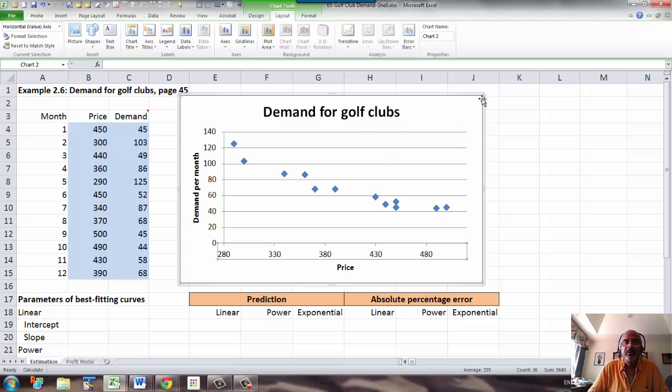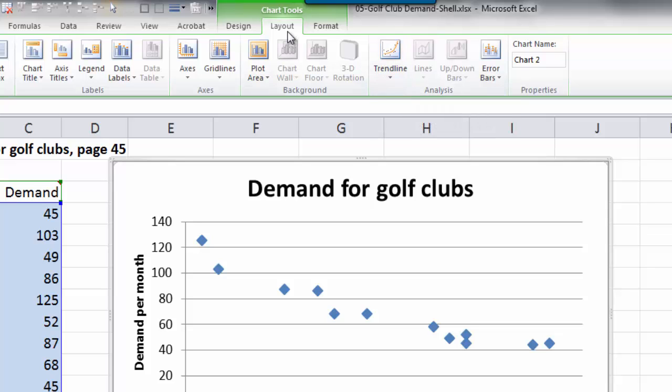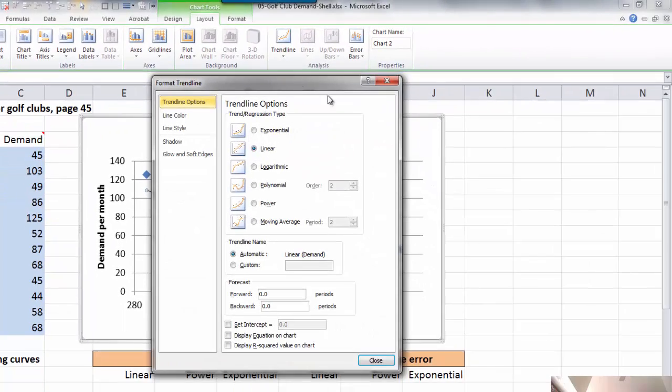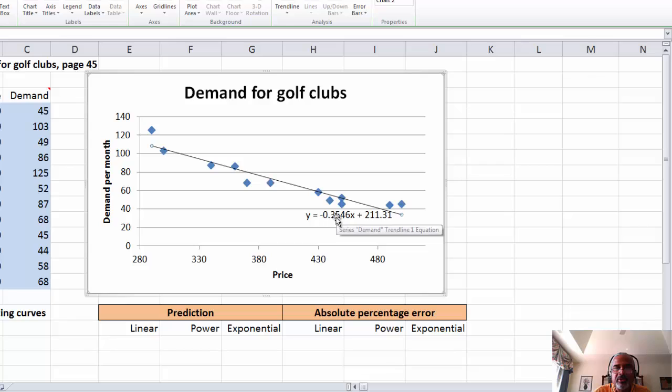Now we can insert a trend line here. Under layout, you have trend line, and don't select these because it won't give you the equation. You have to go into more trend line options, and from here you select the one you want: linear, exponential, and power. These are the three we're going to try, and in addition you have to click this one, which will display the equation on the chart. So now here is the equation. Let's move the equation to the side.